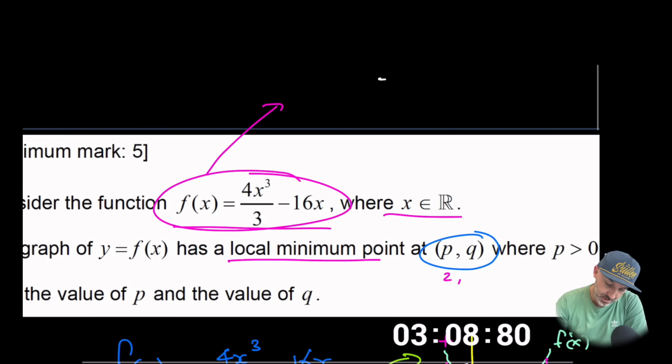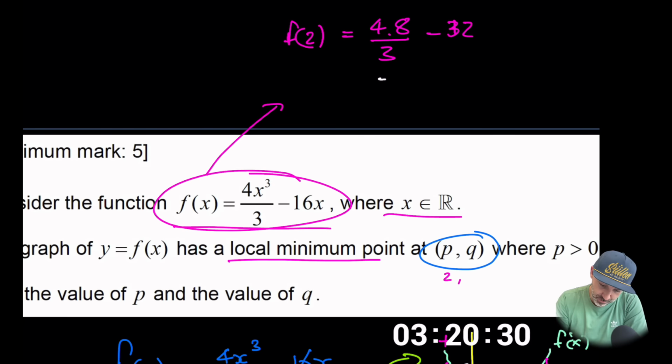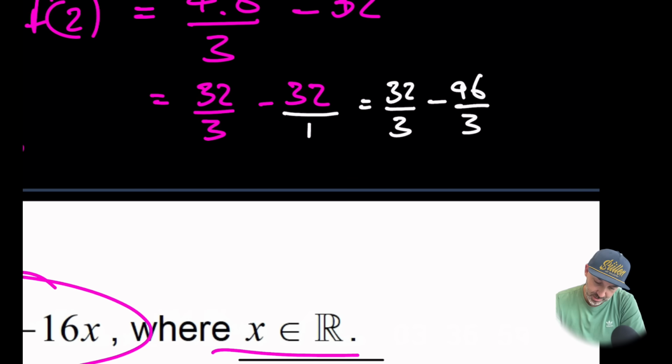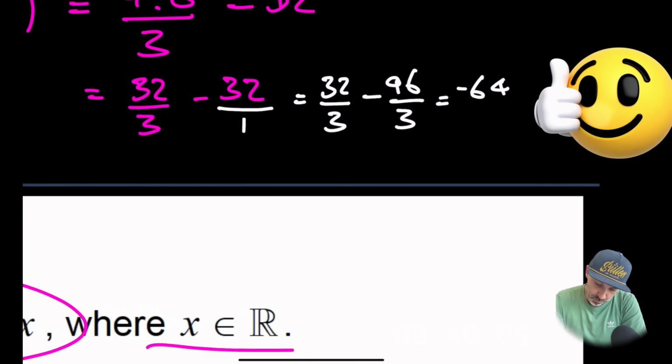So let's go up here. We have f of 2 is equal to 4 times 2, that's 8 over 3 minus 16 times 2, so that's 32. They've given us a fraction here to deal with. Okay, so we've got 32 over 3 minus 32. So we're going to need to times top and bottom by 3. So that'd be 32 minus 96 over 3. So the final answer there is going to be minus 64 over 3.